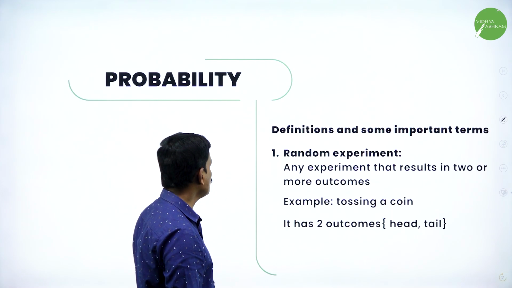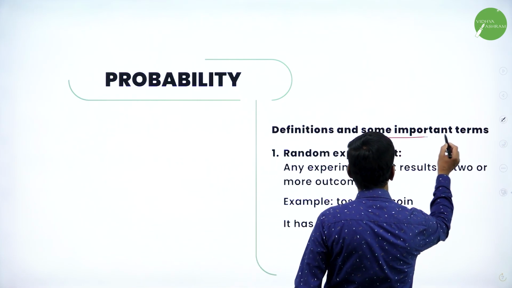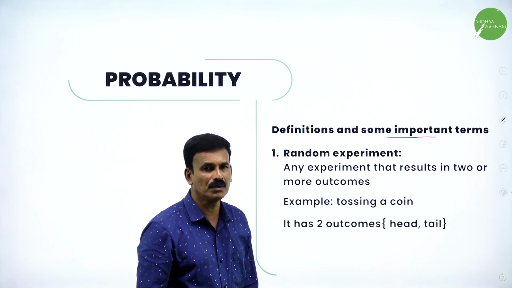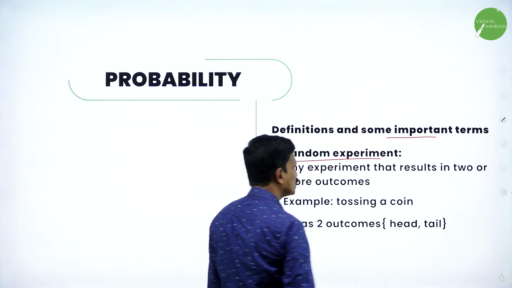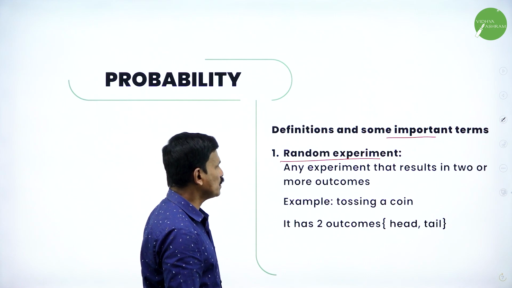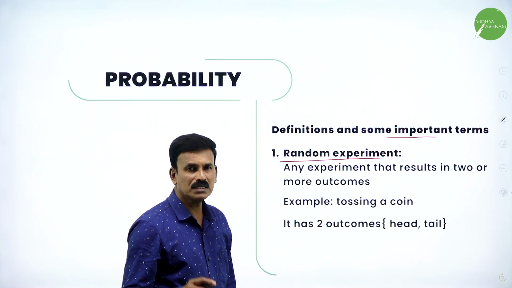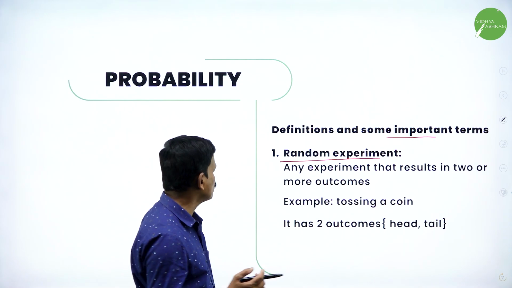Now move on to the definition, and some important terms associated with probability. What is the definition for probability? First, random experiment. Random experiment means any experiment that results in 2 or more outcomes. Any experiment that results in 2 or more outcomes is nothing but a random experiment.